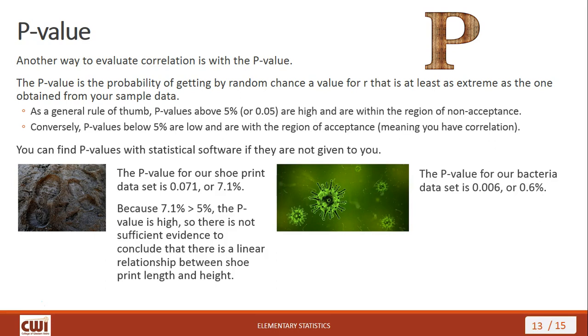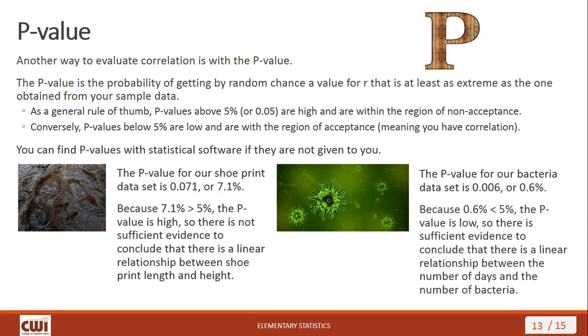However, if we go back and look at our data set for bacteria, we find a very different story. The p-value for that data set is 0.006, which is the same thing as 0.6%. We compare 0.6% with our 5% rule of thumb, and because 0.6% is less than 5%, the p-value is low, and so there is sufficient evidence to conclude that there's a linear relationship between the number of days and the number of bacteria.